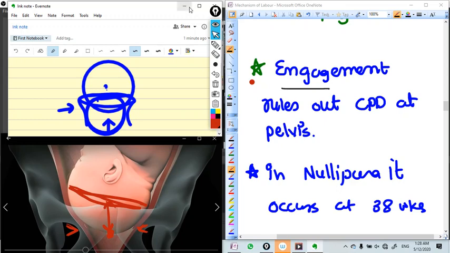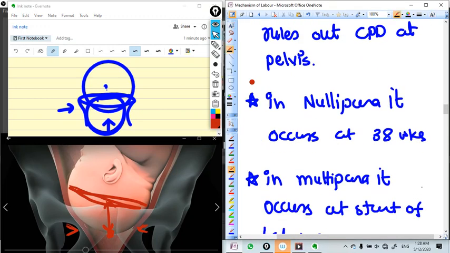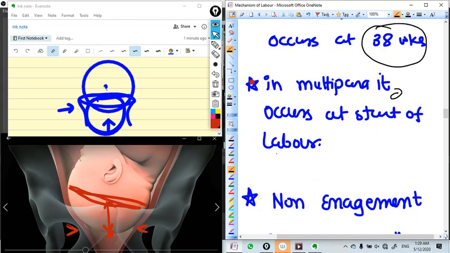Now when this engagement happens, in nullipara it happens very early, before labor at 38 weeks. In multipara it happens at the start of the labor, because the multiparous pelvis is very adjusted to normal labor delivery, so they don't take load. Whenever the delivery is there, it's okay, fine, engagement happens immediately, no load.